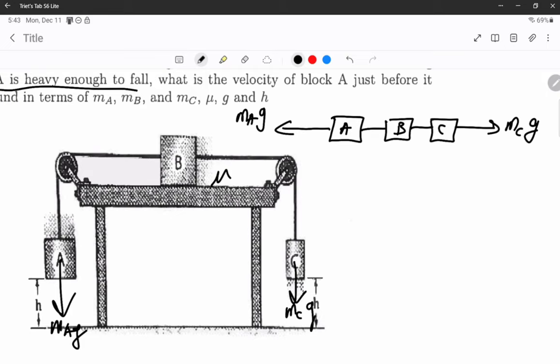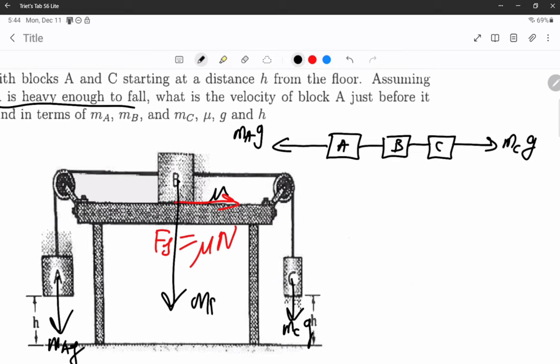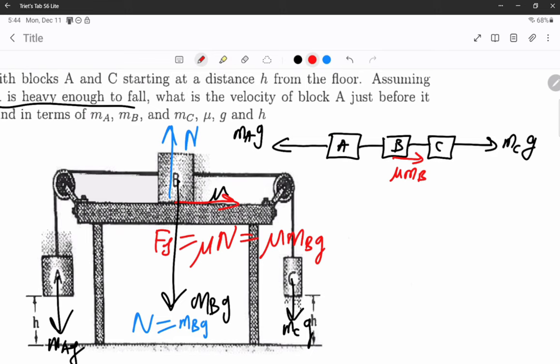And because we're moving this way to the left, we're going to have friction here to the right, right? And that friction is going to be mu N. And what is the normal force here? You have mBg down here. And therefore, you have the normal force upward, right? And the normal force is going to be equal to mBg. And you balance that. B is not flying away or crashing through the table. So N equals mBg. So from that, friction is going to be mu mBg, right? So we do have friction here. Friction is mu mBg.